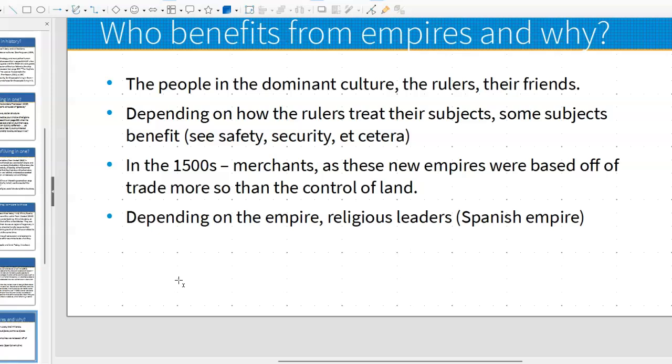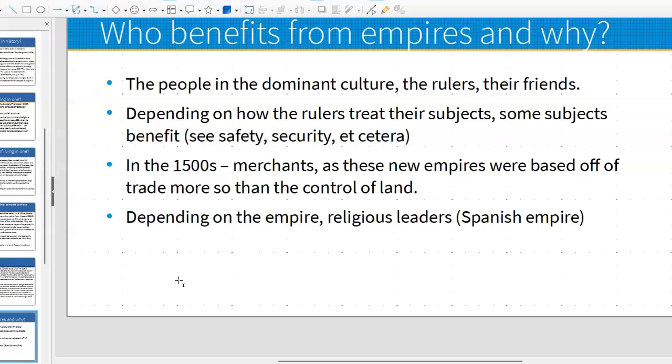Depending on how the rulers treat their subjects, some subjects benefit. And again, this comes with, to a certain extent, the rise of the merchant class and a slight trickle-down theory from that, but also the idea of safety, security, some technology that's going to trickle down as well. In the 1500s, again, merchants, as these new empires were based off of trade more so than the control of land, or begin to become based more on trade and the control of land. And that's the big segue point between Empires 1.0 and Empires 2.0.